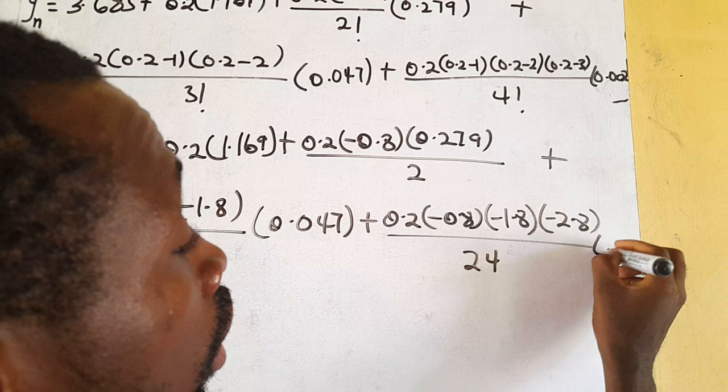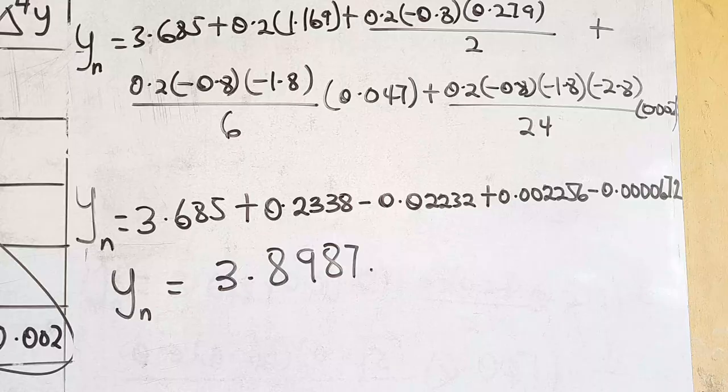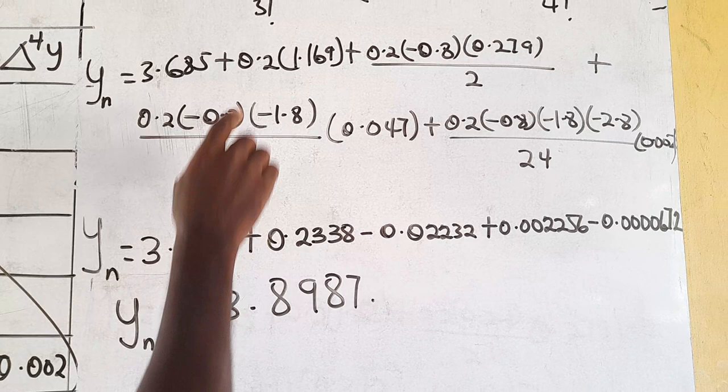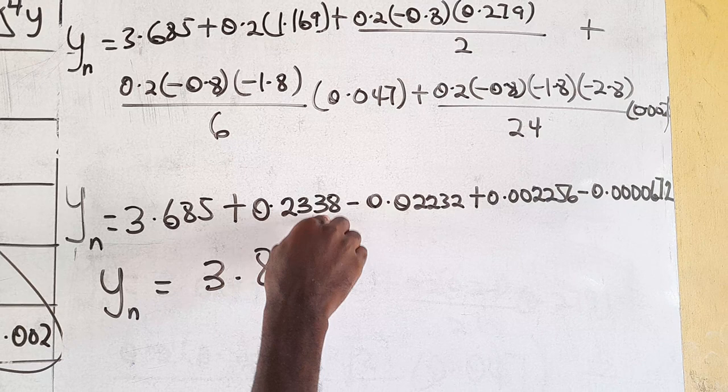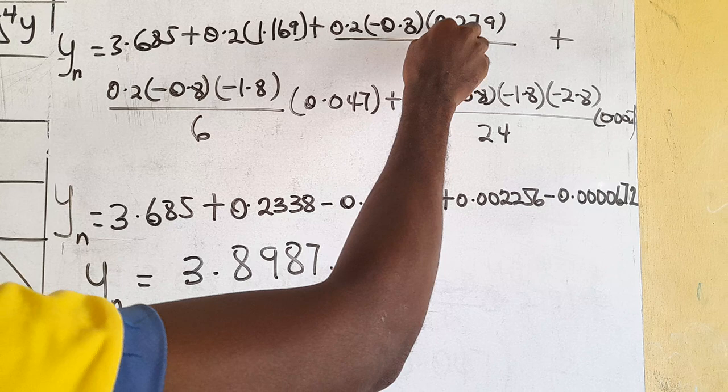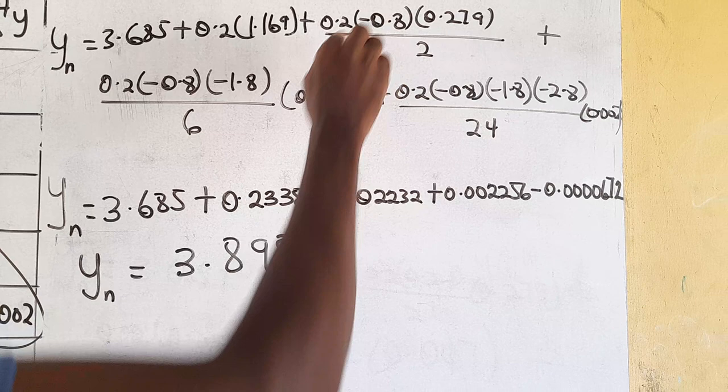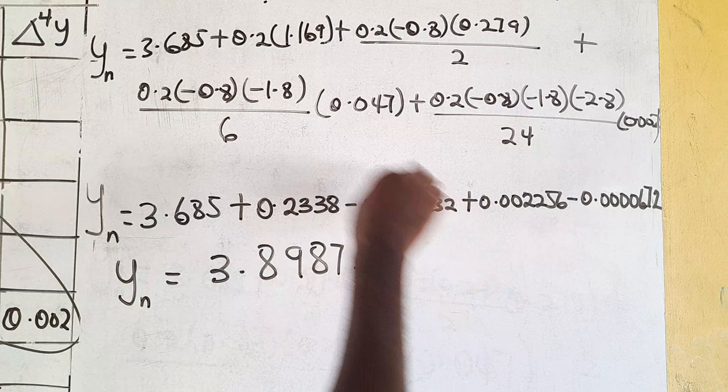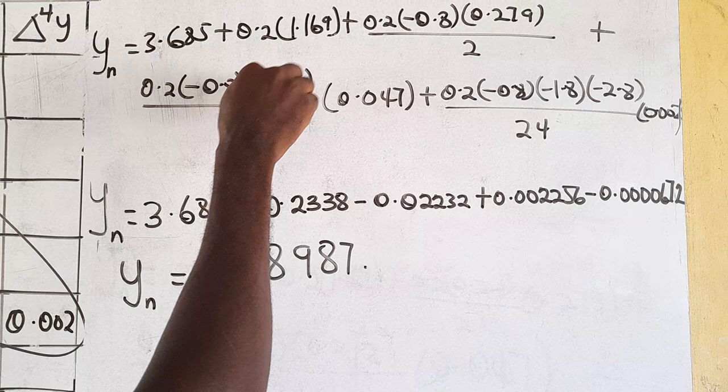So now we simplify further, we can say our yn is 3.685, 0.2 times 1.169 will give us 0.2338. Then 0.2 times negative 0.8 times 0.279 divided by 2 will give us negative, because of the negative here, this will be negative 0.02232. Then 0.2 times negative 0.8 times negative 1.8 times 0.047 all divided by 6 will give us positive, because of the negative negative here.